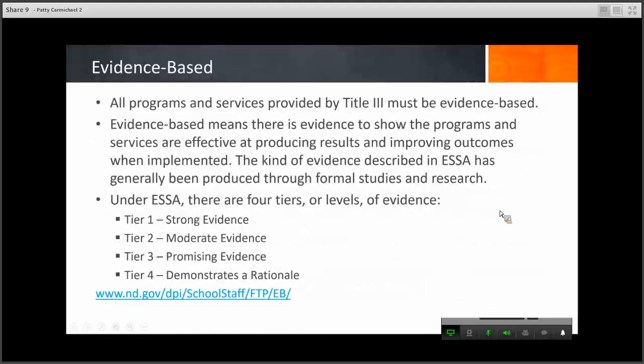Then evidence-based, this is really strong in ESSA. All the programs that you provide through Title III must be evidence-based, and it gives you a little bit more information on that here, as well as a link at the bottom that talks a little bit more about evidence-based.